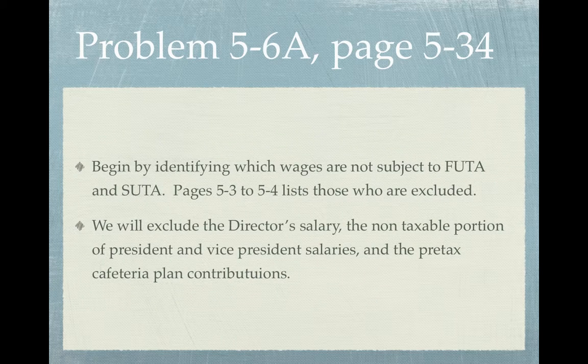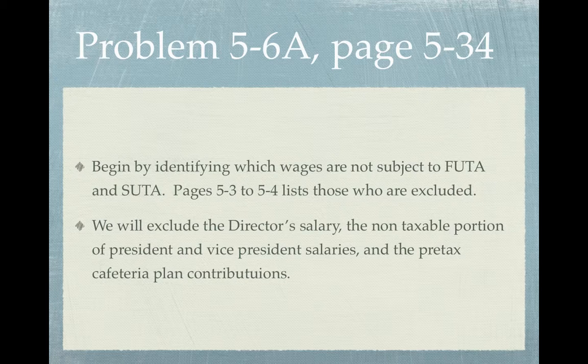In problem 5-6A, and this one, I understand why it stumped people, because there were a lot of wages thrown at you, and you had to figure out which ones were included and which ones weren't. So the first thing you need to do is figure out which wages would not be subject to state and federal unemployment. And if you go to pages 5.3 and 5.4 in your textbook, there's a big long list that you can go through and look at.